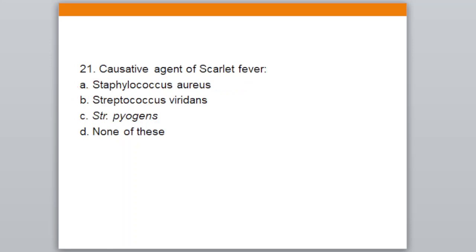Question 21. The causative agent of scarlet fever is A. Staphylococcus aureus, B. Streptococcus viridans, C. Streptococcus pyogenes, and D. none of these. Your correct answer is option C, Streptococcus pyogenes.